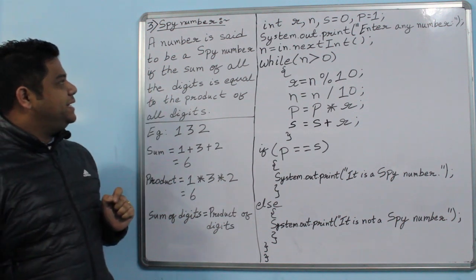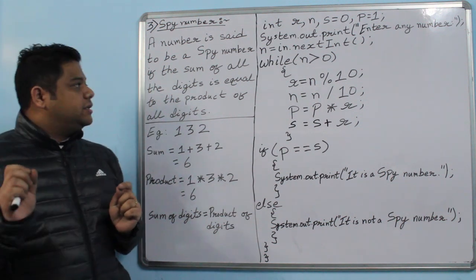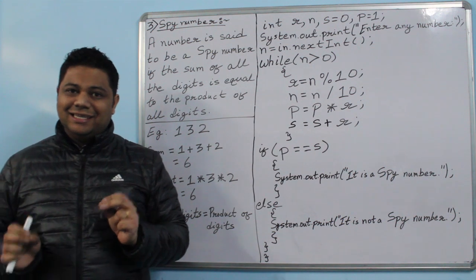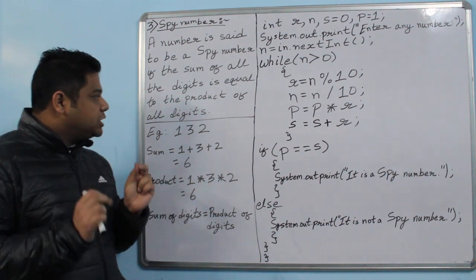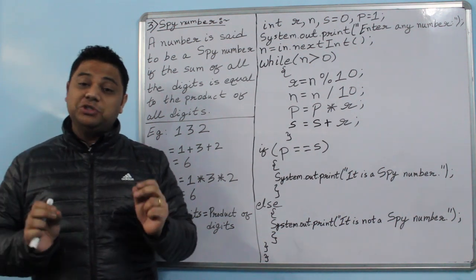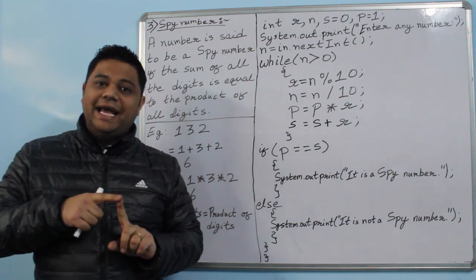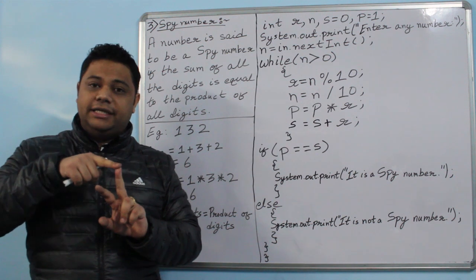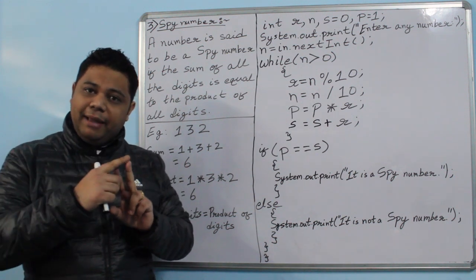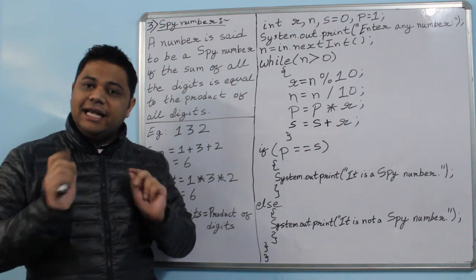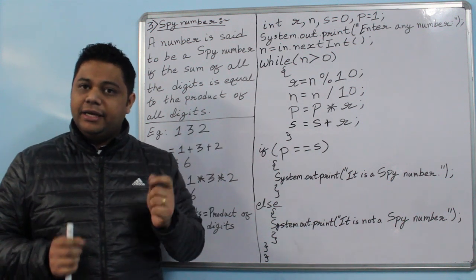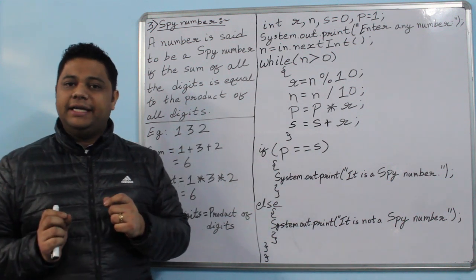A number is said to be a SPI number if the sum of all the digits is equal to the product of all the digits. So that means over here we are going to do two things. We are going to find the sum of digits as well as the product of digits, and then we are going to compare them and check if they are the same. If they are the same, it is a SPI number. If not, it is not a SPI number.